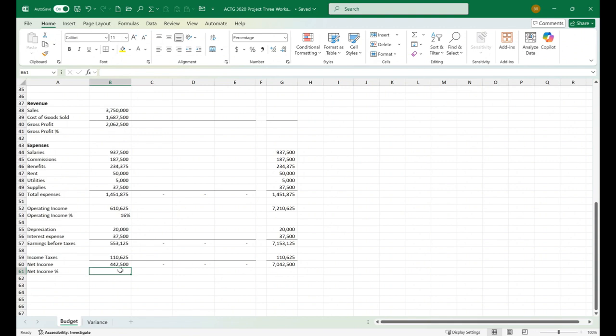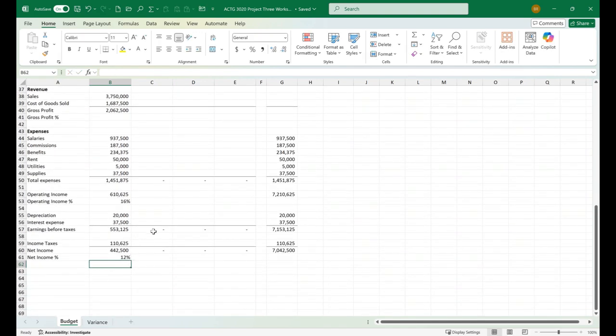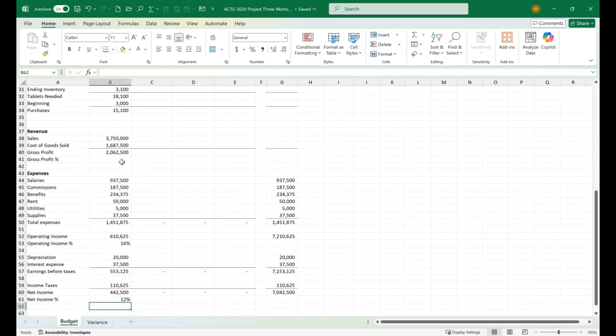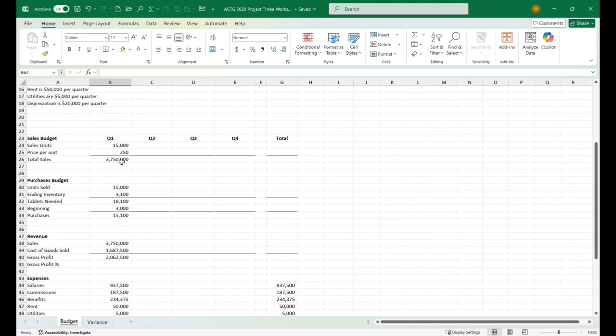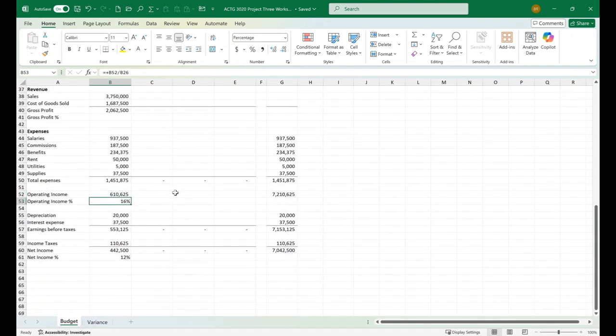And then the last thing here is going to be net income percentage. Net income percentage is net income divided by sales. 12%. Okay, so you're going to be doing this for each of these different quarters. I've pretty much done it for the first quarter. So you'll need to, of course, sum up this figure here. All right, so all of these should be filled in. Don't forget to put in your operating income and your operating income percentage.